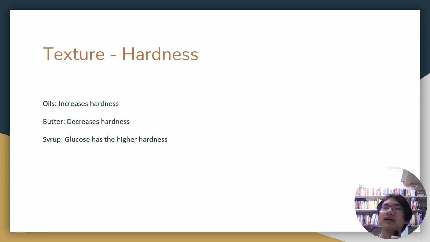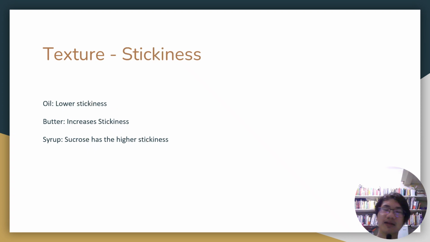And the texture. Oil increases the hardness, butter decreases the hardness, and glucose presents a higher hardness compared to sucrose. And the stickiness is decreased by oil, increased by butter, and sucrose presents a higher stickiness compared to glucose.